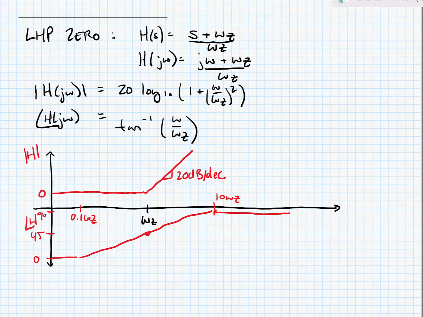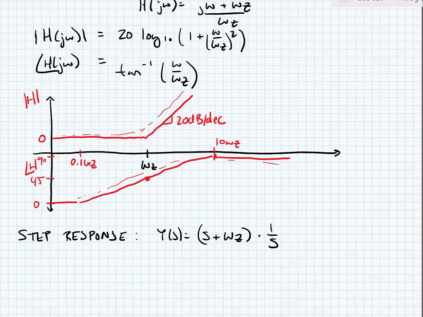Now you can also remember that these are just approximations. The real curves would look more like the dotted line here and the dotted line drawn for the arctangent. All right, next let's look at the step response.